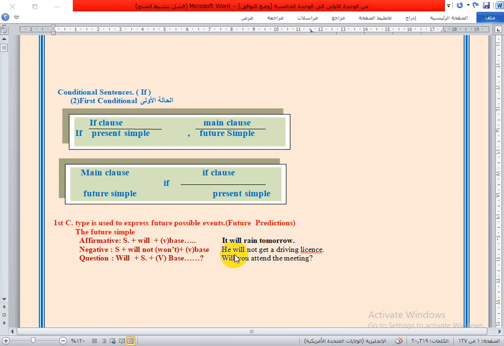Here we have the negative form. He will not get a driving license. Here we have the question, will you attend the meeting? So we need the future in the main clause, in the first conditional.